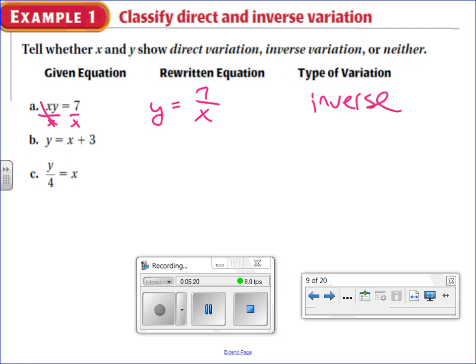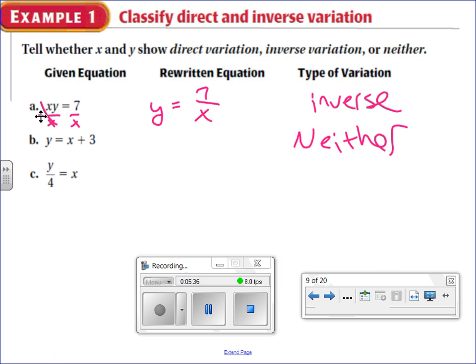What do you guys think about question B? Neither. Yeah, that's actually the same equation we saw in the previous slide. That plus 3 kind of ruins it. And then for C, it does not solve for y. We better think about moving that 4.